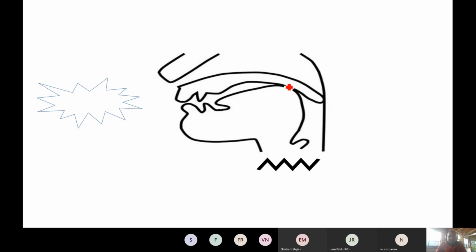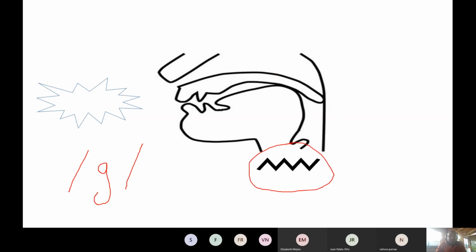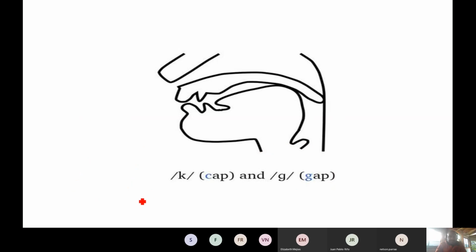And the same challenge. It's the same place of articulation, but only voicing changes. The sound G, like in the word get. Okay, so we have K and G. Let's take a look. Perfect. Well done. K as in cap, G as in gap.